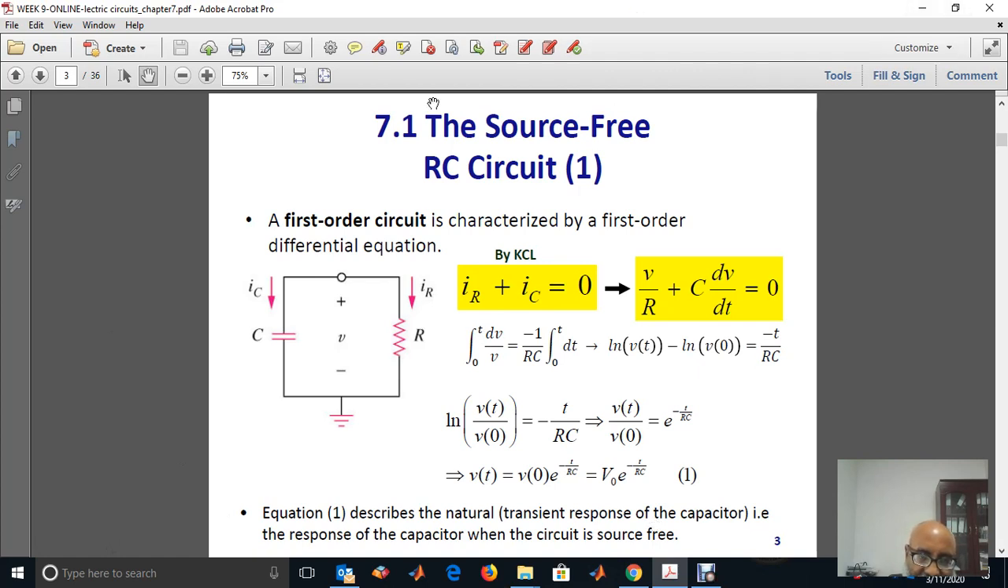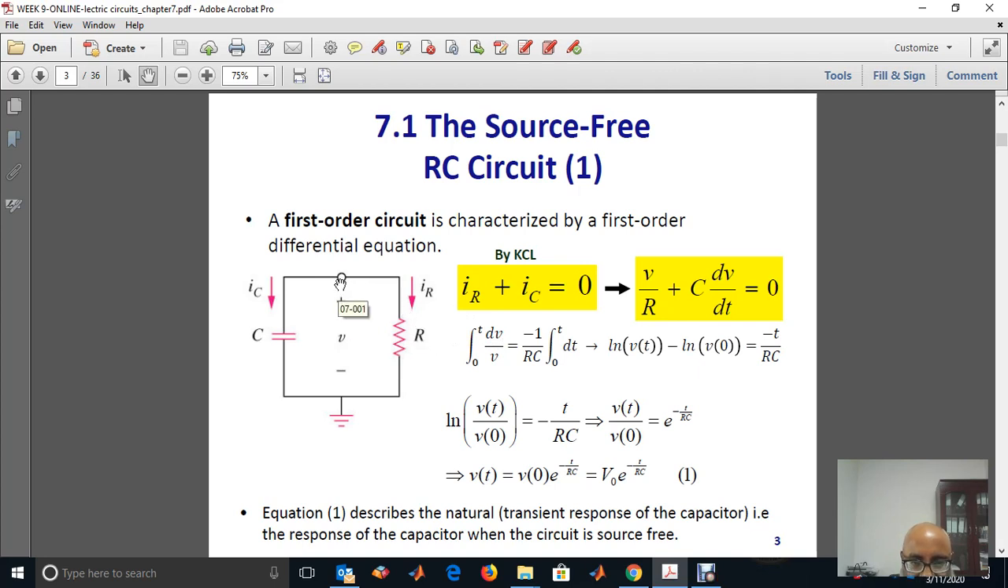If you see, this is a simple RC circuit. We have a capacitor and a resistor in series. Now, the capacitor may be initially charged. So, it will discharge through the resistor. If the capacitor stores an initial energy, then it will discharge through the resistor. In order to formulate the first order differential equation, let's apply KCL.